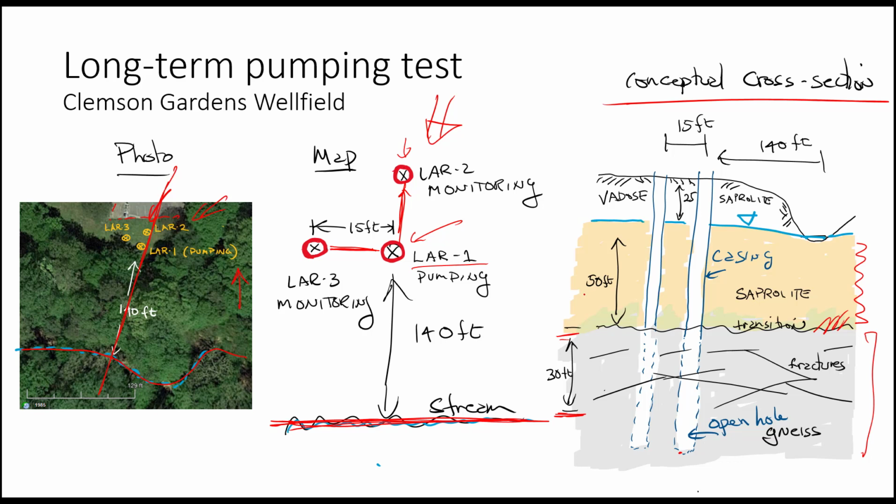The saprolite is about 50 feet thick, and the water table is up in the saprolite. You can see it up here, and the water table is just continuous with the water here in the stream. The depth to water is about 25 feet, and here are the well spacings, and the 140 feet. Okay, so that's what it looks like roughly. This is our conceptual model.